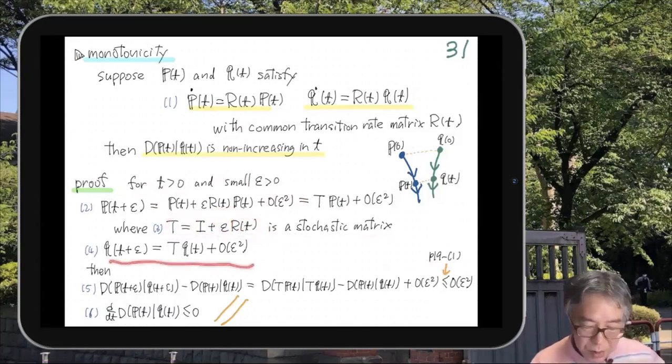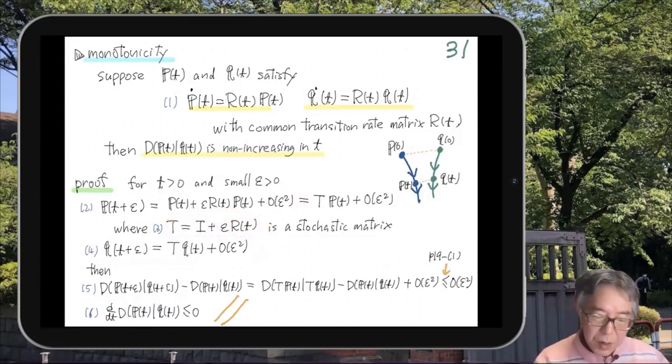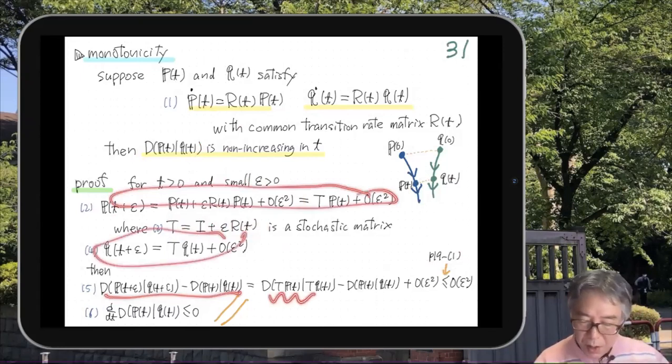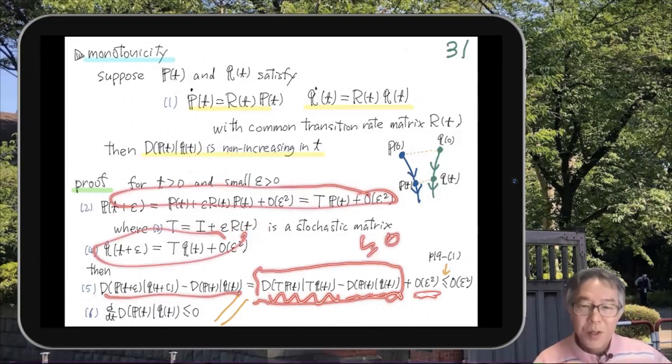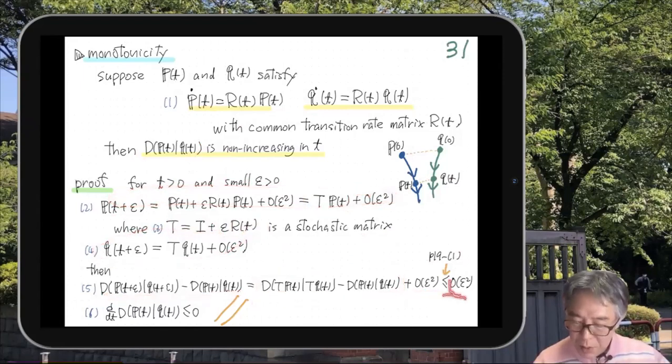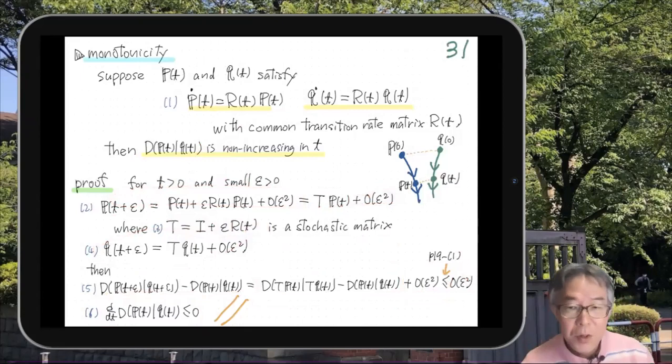And of course, Q is written like this. Then we want to examine the time derivative of this, but it's quite easy. You take the difference, you use this and this, so you have this, plus some small error. Now from what we have seen for stochastic matrices, this is non-positive. So this is upper bounded by order epsilon squared. You simply divide everything by epsilon and let epsilon go to 0 to get this. So we have this monotonicity.